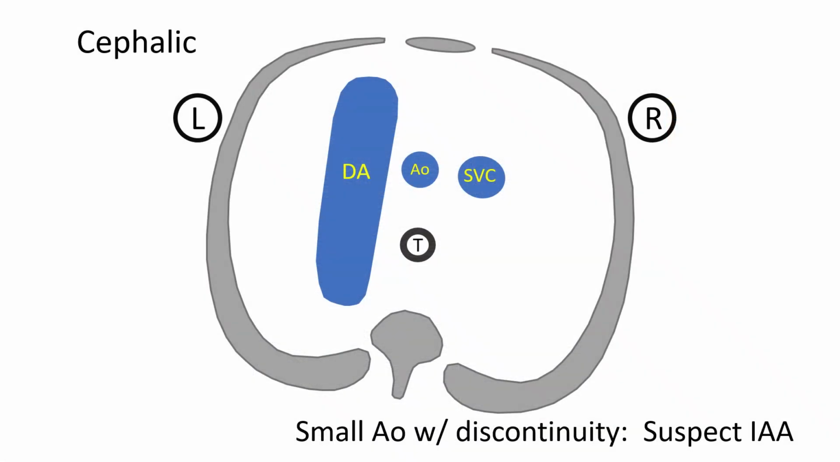Now, when you have a small ascending aorta with discontinuity and a lack of a three-vessel tracheal view, as we see normally, then you should suspect the interrupted aortic arch of any type. And so when you sweep up to the upper mediastinum and you see the aorta smaller than even the SVC, usually in most cases in interrupted aortic arch, you'll have a smaller ascending aorta than even the SVC. You should suspect interrupted aortic arch.